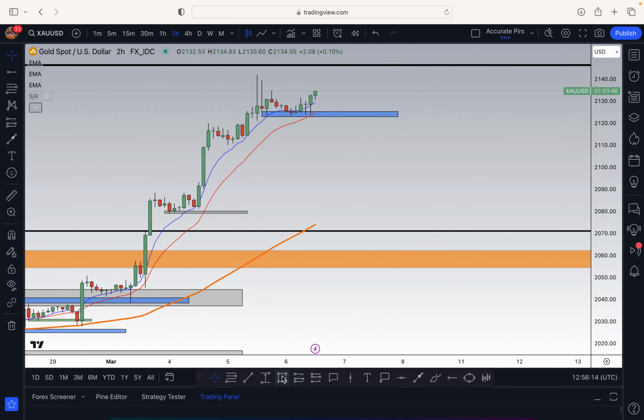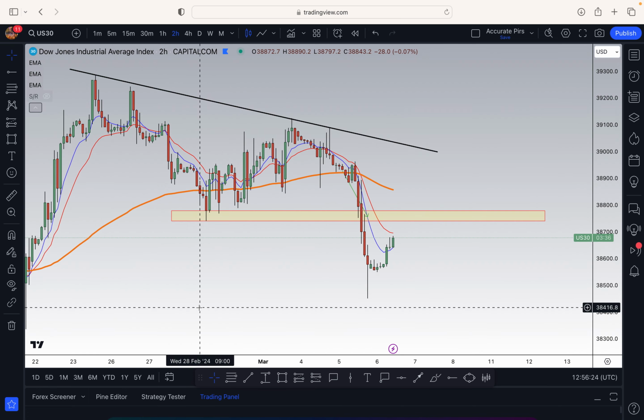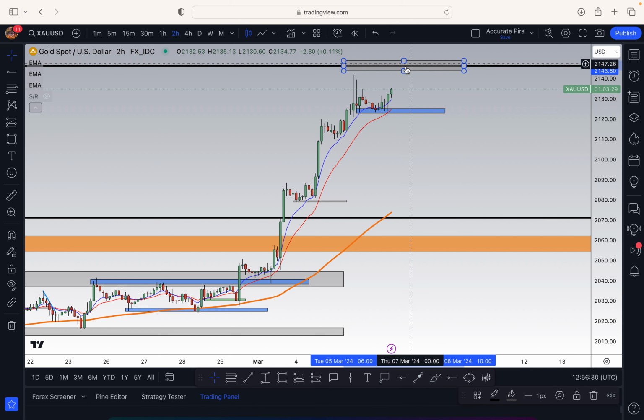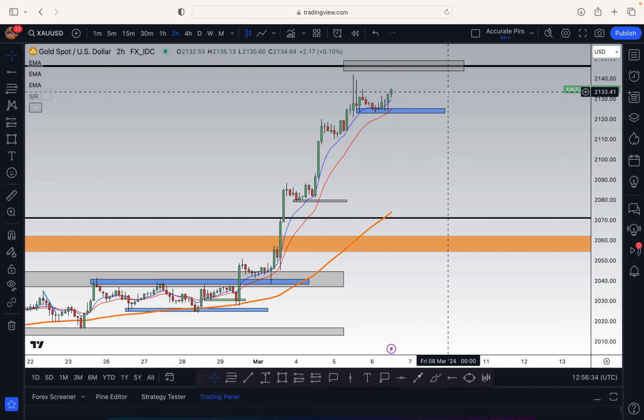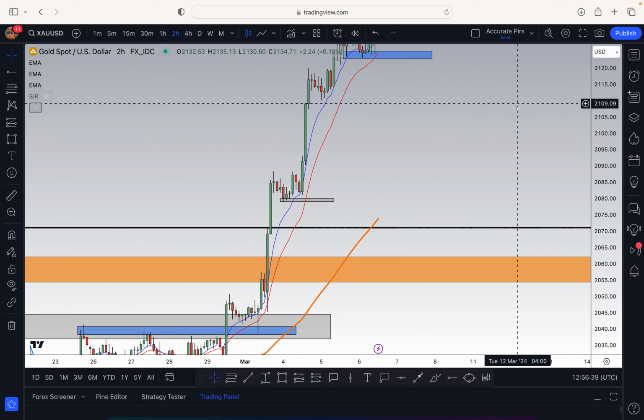So if gold can test this area, then yeah, I'm looking for the sell on gold at 100%. So let's move on to US 30. Actually, let me go back to gold. If gold looks to test this area, then we can look for any candlestick reversal patterns, and then we're going to look for the sell. But this is definitely a price of interest for me.